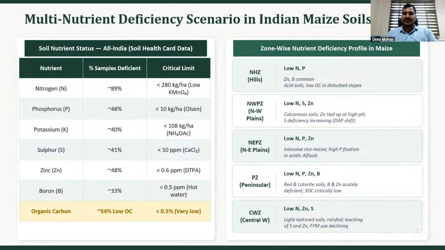In the peninsular zone, Karnataka, Tamil Nadu, Maharashtra, boron and zinc are acutely deficient, because in these regions red laterite soils are present, which have low nutrient holding capacity. Each zone has its own profile. So the nutrient management has to be different.